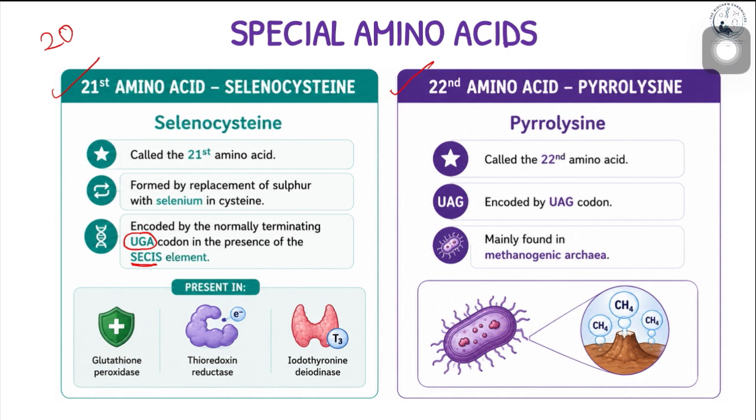amino acid selenocysteine, which also contains the mineral selenium, and it has important functions, like in the enzyme glutathione peroxidase, which again has a role in your antioxidant, and the other enzymes like thioredoxin reductase and iodothyronine deiodinase, so your thyroid hormones. Okay.